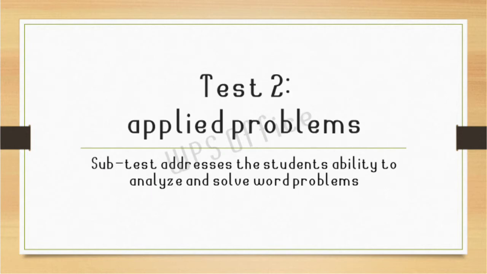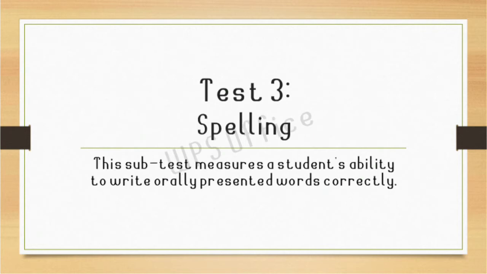Test 2. Applied problems. This subtest measures students' ability to analyze and solve math problems. Initial items require application of simple number concepts. The majority of items require students to listen to the problem, recognize the mathematical procedure that must be followed, and perform the appropriate calculation.